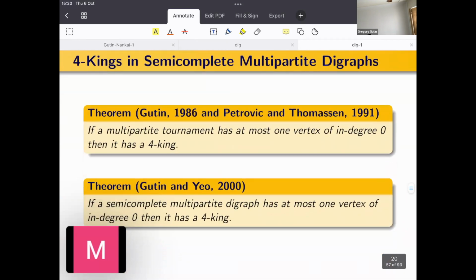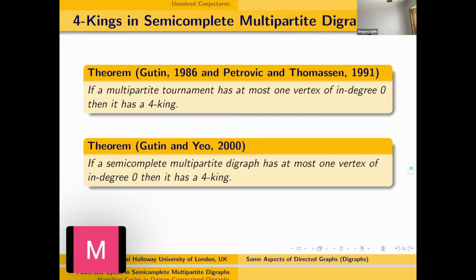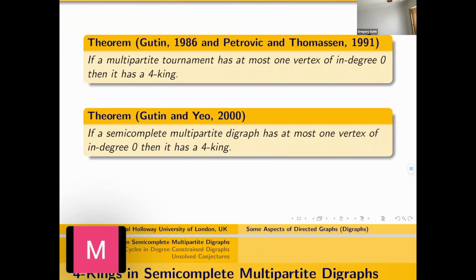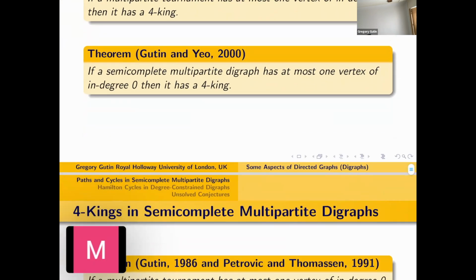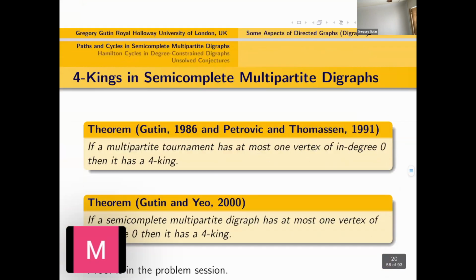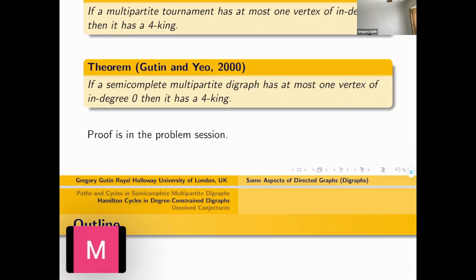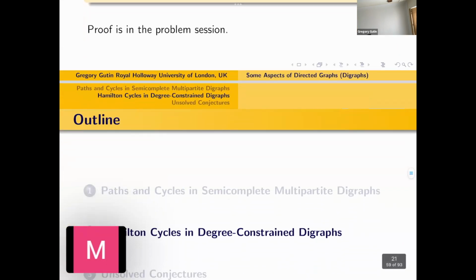Right. Now with Anders Yeo later in 2000, we proved that if a semicomplete multipartite digraph has at most one vertex of in-degree zero, then it has a four king. So basically we slightly generalized this result. We proved a more interesting result in that paper, but I'm not going to go into this. The proof of this last theorem will be in the problem session.